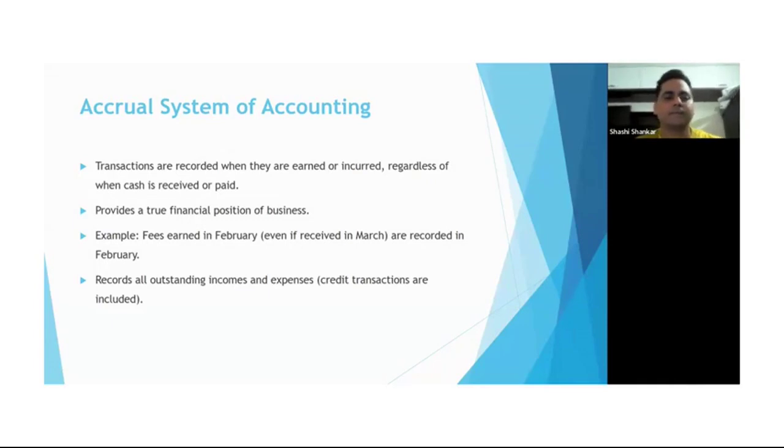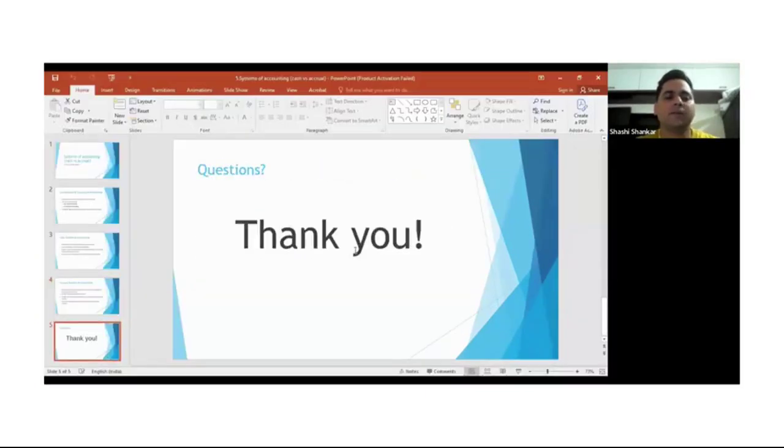All right, just to summarize, the cash system has its own benefit, like it is easy to record, right? However, as far as weightage is concerned, definitely the accrual basis system is more preferable than the cash system.